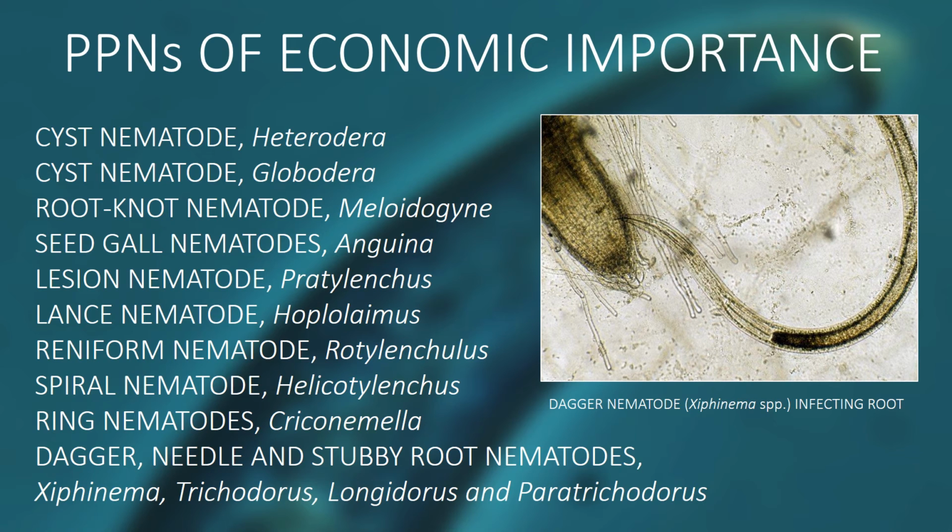This photo on the right is showing a dagger nematode infecting a root, and you can actually see the small stylet which it uses, and this is a root tip. And this is the nematode in its body. It's basically a hollow tube with no skeleton, and it functions through osmotic pressure.